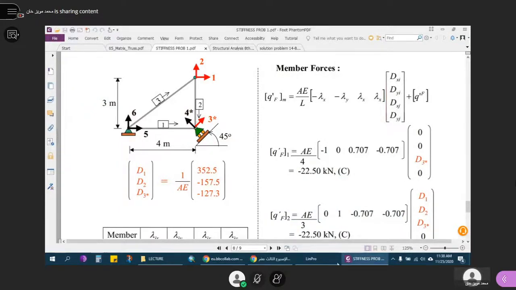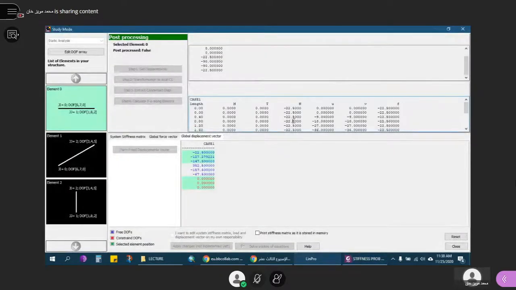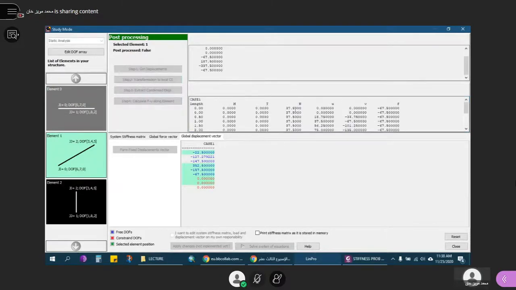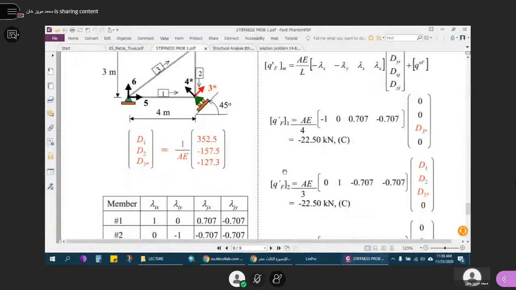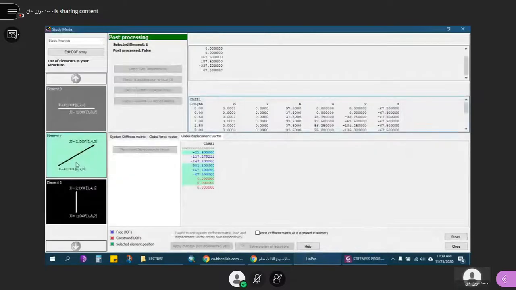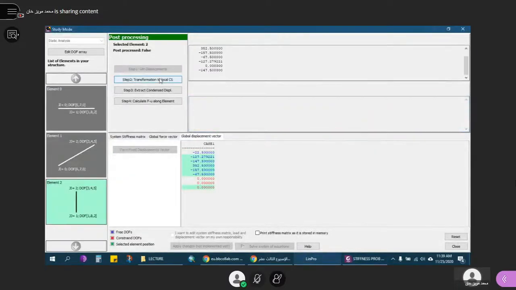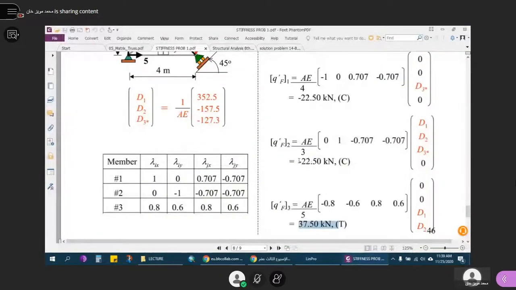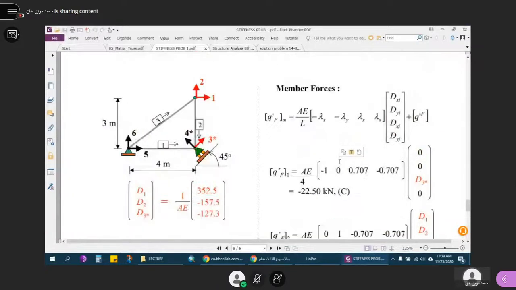Member 2. This is tension because it is positive. 37.5. Tension 37.5. Next for element 3, like this, we have another compression, minus 22.5. This is minus 22.5 compression. This is how you get the member forces.